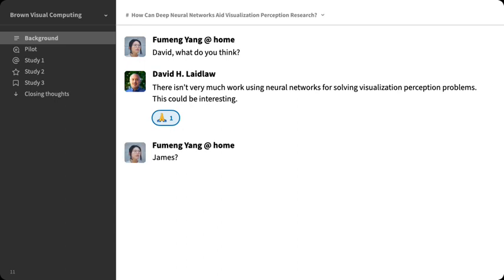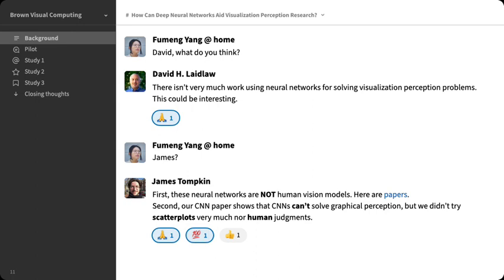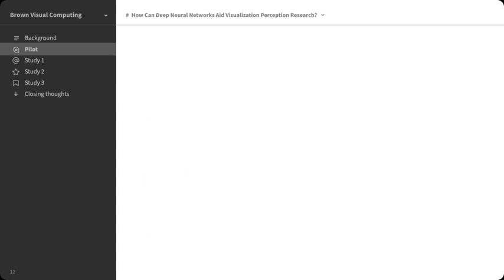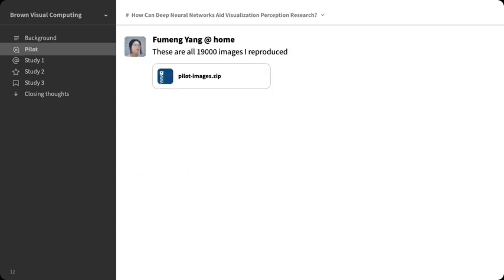I also talked to one of my PhD committee members, James Tompkin, whose name also came up earlier in this presentation. James told us very firmly, first, these networks are not human vision models. And second, their CNN papers show that basically CNNs cannot solve graphical perception, but they did not try scatter plots very much, nor human judgments, so this could be interesting to continue. With double permissions, I started to work on this project.